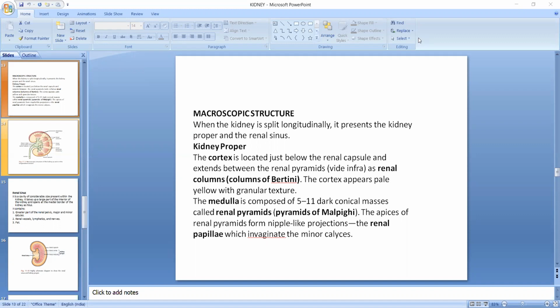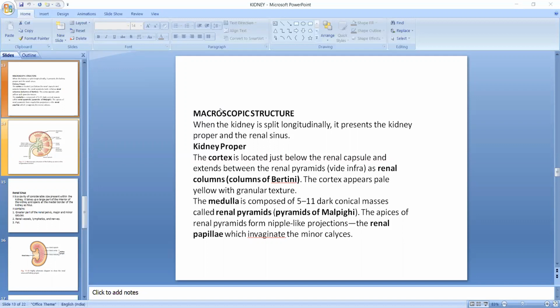So today we are discussing the rest of the anatomy of the kidney, and first we will discuss microscopic structures. When the kidney is split longitudinally, it presents the kidney proper and the renal sinus. Kidney proper: the cortex is located just below the renal capsule and extends between the renal pyramids as renal columns. The cortex appears pale yellow with granular texture.